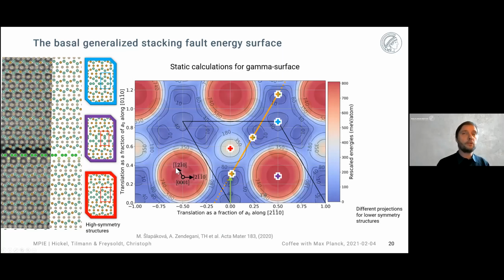For this, we use the concept of the generalized stacking fault energy, which we have mentioned at the beginning already. That means we shift the two half crystals and determine the energy surface. There are certain points here which are high-symmetry structures, where no matter from which direction you look, you get 60-degree changes of angles. You get the same kind of structure.